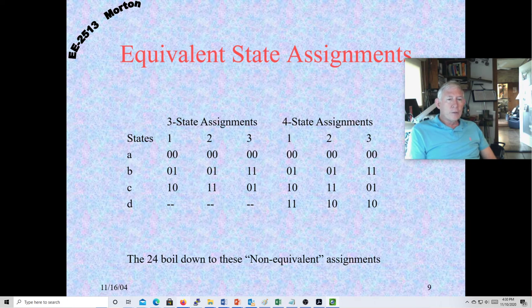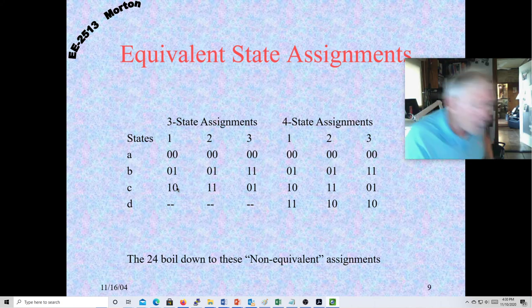So it's good to remember that, and if you're doing a problem and you need to pinch the last modicum of space out that you can, then you can consider these three non-equivalent assignments and see which one gives you less hardware. Now you also have to take into consideration the don't cares, and it's possible that without the don't cares, one might do better, but with the don't cares, a different one might do better. So you have to look at the whole thing.